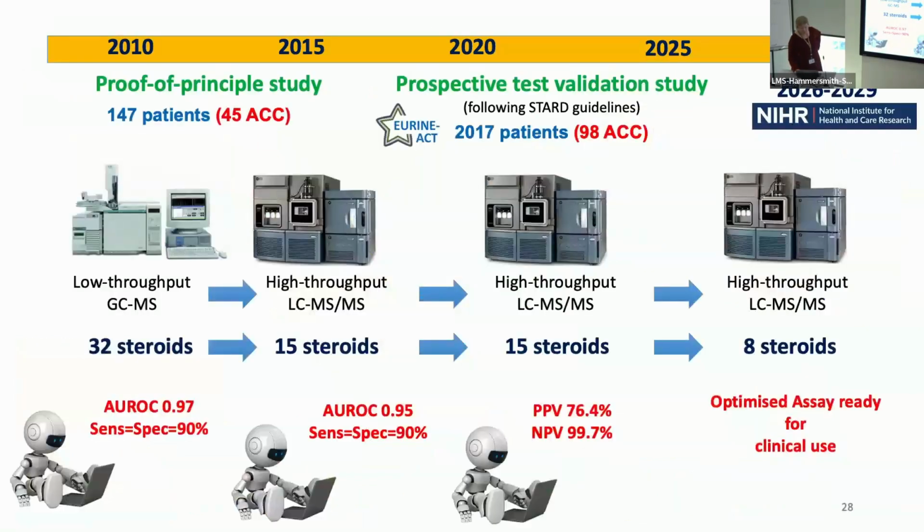Yeah, so that means we are now on our way to condense the test to 8 steroids with an optimized assay with NMR controlled standards, so that this can be rolled out in the first instance to the UK and to 3 centers that will measure all the samples from the UK.